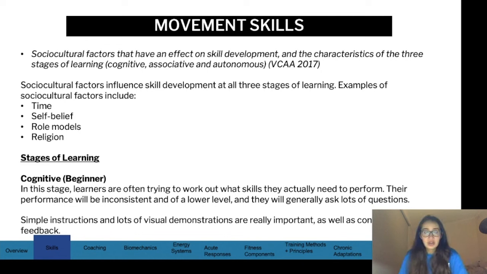So in the cognitive stage, learners are often trying to work out what skills they need to perform, and their performance will be inconsistent and at a lower level. They're still trying to figure things out. It's pretty much the beginner stage. They don't know much about the sport or how to perform well at it, and they'll generally ask a bunch of questions. Simple instructions and lots of visual demonstrations are really important, as is consistent positive feedback, as it can allow students to feel encouraged and want to pursue the sport in particular.